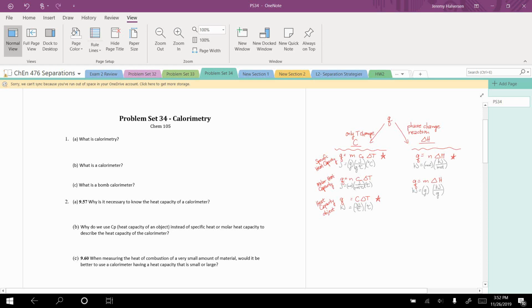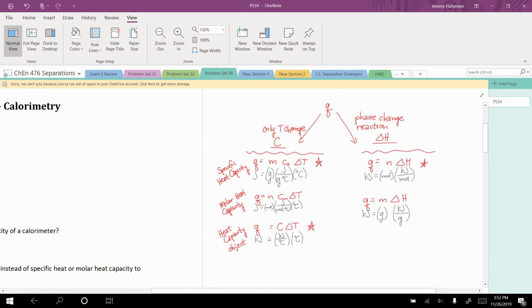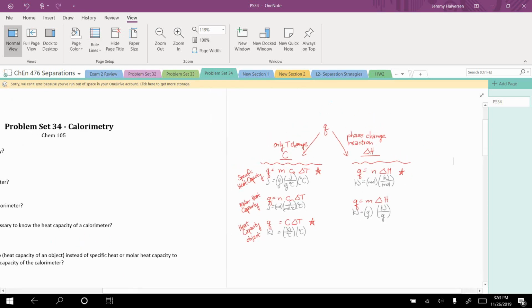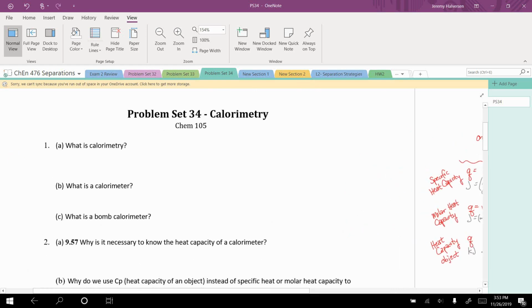Okie dokie, we're back and we are here to work on problem set 34. You can see here on the right I've got that same chart with my different Q equations, just because I'm trying to emphasize the fact that these are all we've ever used, regardless of the fact that some of you might not believe me. So let's jump in here and answer some of these conceptual questions.